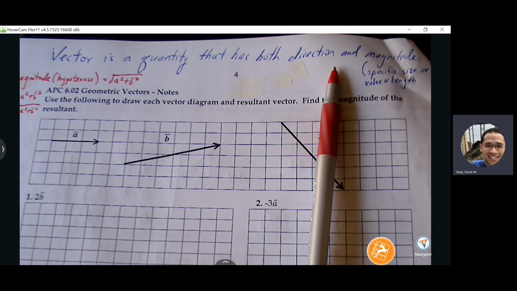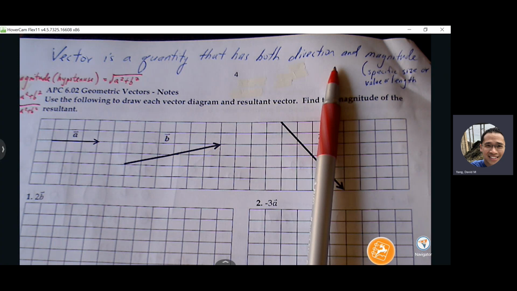Okay, so vector. The definition for vector is a quantity that has both direction and magnitude. If you look at these lines that are drawn on your graph, these are considered vectors because they have a certain direction. The arrow is giving you the direction the line is going in. And it also has a specific magnitude. Magnitude is, in this case, the value or the length or the size. These segments have different lengths and different directions. So we consider that a vector. A vector is a quantity that has both direction and magnitude.